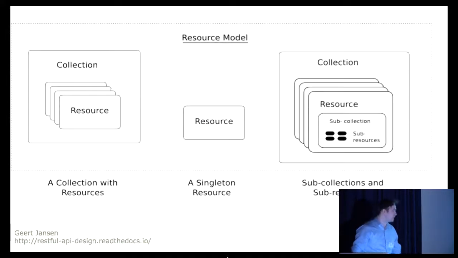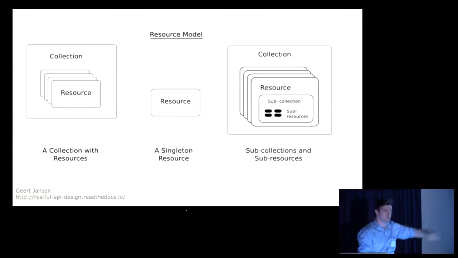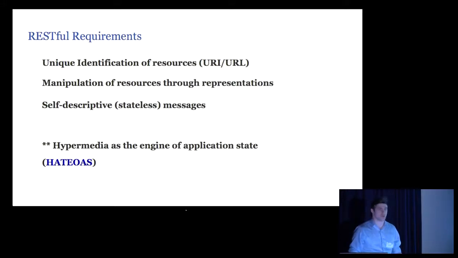So looking at this, we can see some representations of what that looks like. You have a singleton resource, which is just one individual resource on its own. You can have a collection that's a resource, and then inside there it references multiple resources, or you can have a collection which has resources, which has sub-collections, which has sub-resources, et cetera, et cetera. It's a nice little cyclical graph structure. So what are the RESTful requirements?